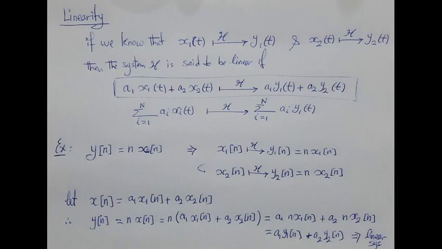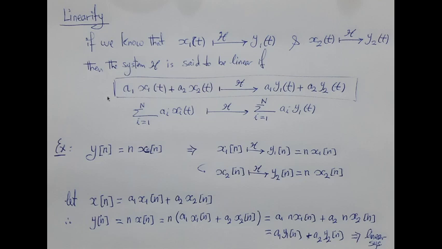Okay, so to simplify things with linearity, let's try to use a simplified approach over here. Let's assume that we have an input x1 of t resulting in an output y1 of t, and another input x2 of t resulting in an output y2 of t. The system is said to be linear if a1 x1 of t plus a2 x2 of t results in an output a1 y1 of t plus a2 y2 of t, where a1 and a2 are constants.